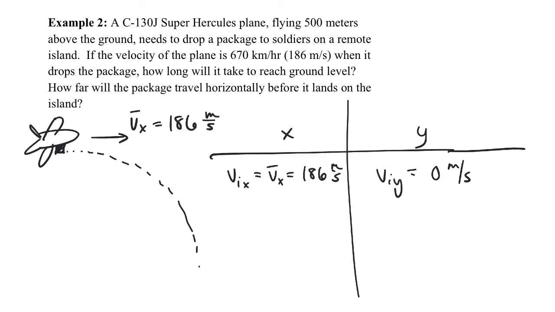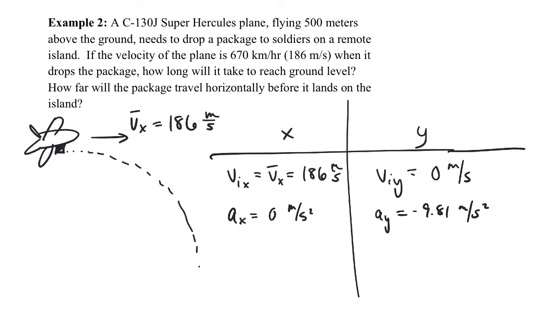We said it's always the same for all projectile motion. AX would be 0, and then AY would be -9.81 meters per second squared. Very good. Okay, and those aren't going to change. This is always going to be 0. This is always going to be -9.81 meters per second squared. Now, the rest of the problem we have to figure out.